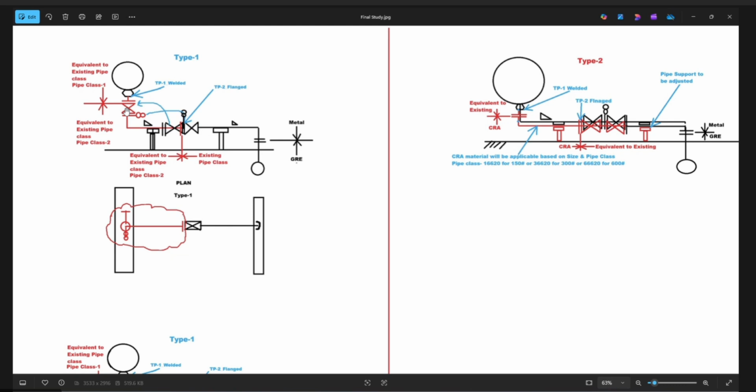Yes, correct. And there are 2 things that we have considered. One is the accessibility and operability of this valve, so that the operator can open this valve for a drain requirement, and the other requirement is headroom clearance between bottom of pipe to the grade level.